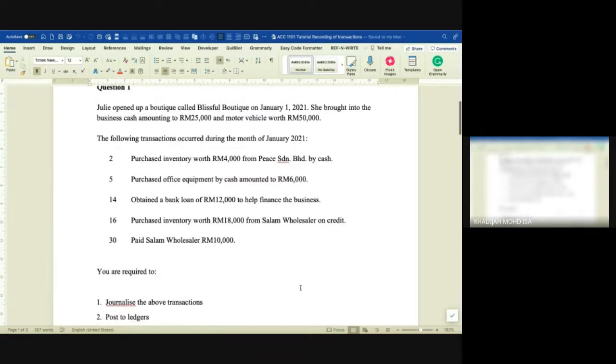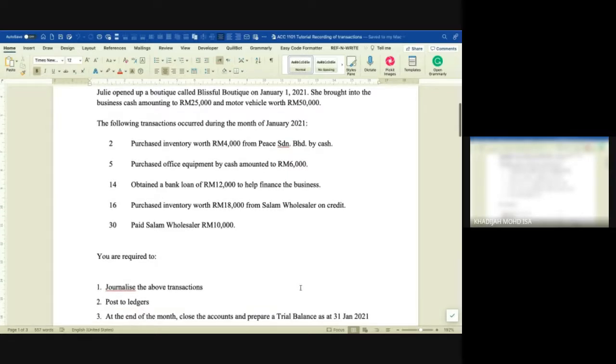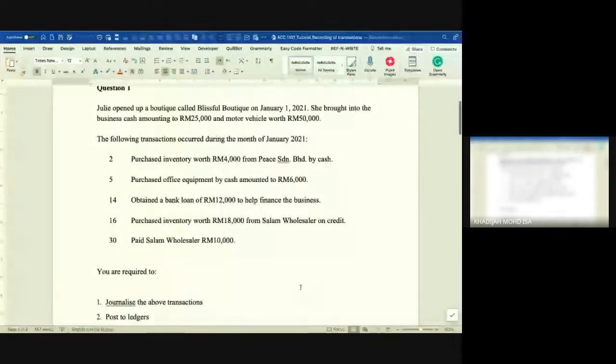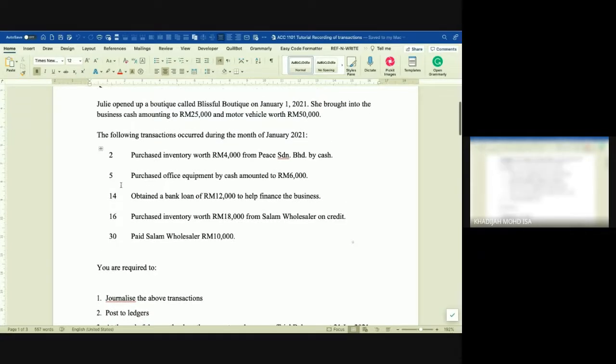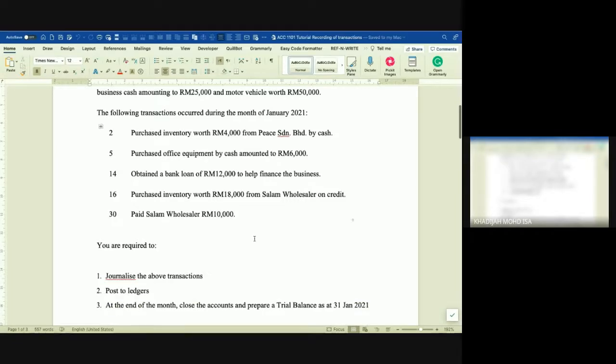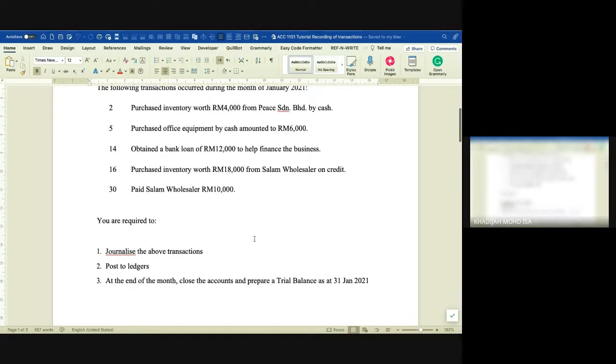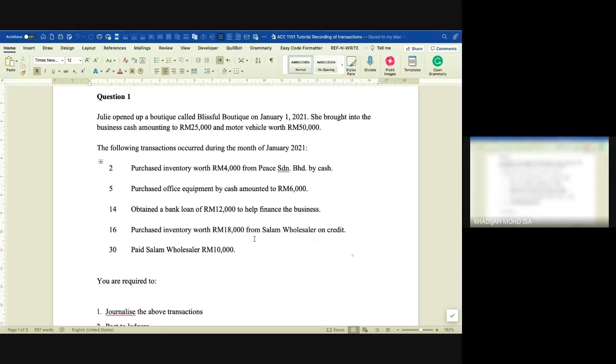What you are required to do, number one, is to journalize the transaction. So you have to identify what the accounts involved are and whether the entries are debit or credit. Once you have all these 5 transactions, we are going to transfer them into ledgers. When you talk about ledgers, you remember the T accounts. At the end of the month, you close the accounts and then prepare a trial balance based on the T accounts. This one is very simple, so I'm going to show you how.